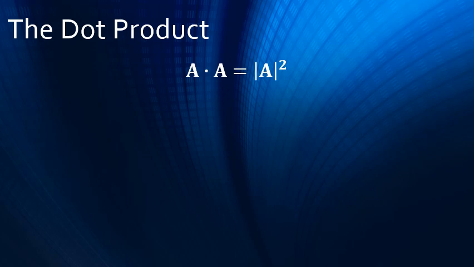Then, isa pang note to remember is kapag kinuha natin yung dot product ng vector sa kanyang sarili, or a dot a, ang makukuha natin is just equal to the square of the magnitude of the vector itself, or magnitude of a squared. Tapos, yun nga, yung unit vector a dot unit vector a or a unit vector dotted to itself, ang sagot ay 1.